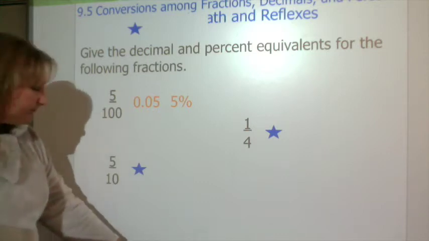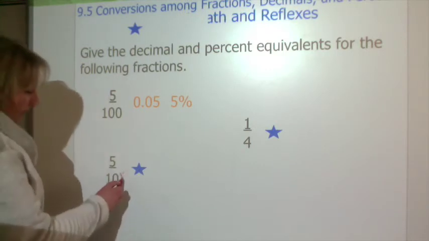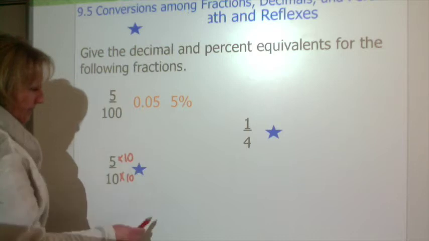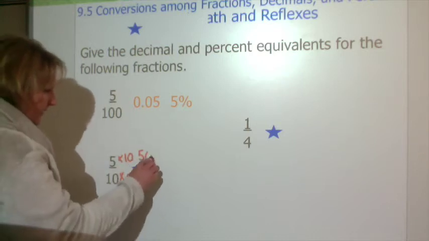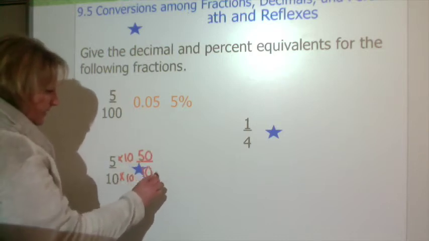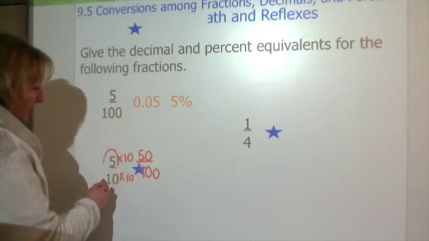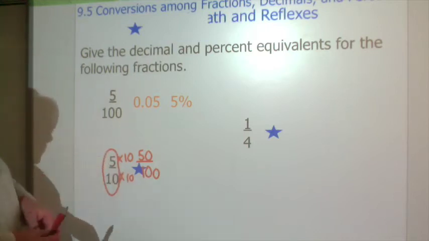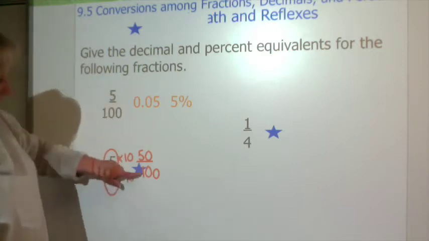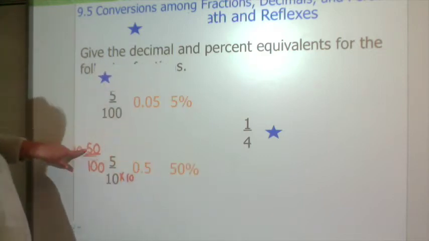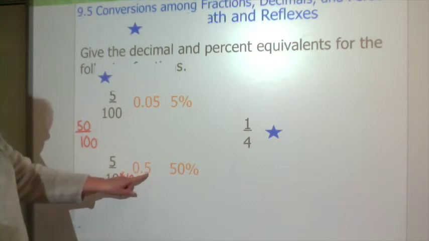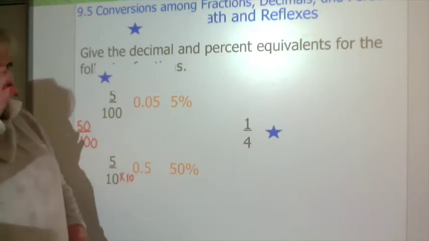5 tenths. I think I can probably make this into 100 times 10. So I have 50 hundredths. Guessing some of you probably noticed that this is probably 1/2 as well, because 5 is half of 10. So we would write it like this. 0.5, 0 and 5 tenths, 50%.